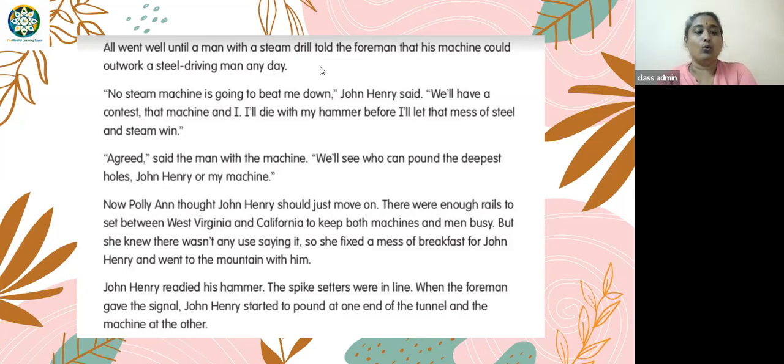Okay. Now, Polly Ann thought John Henry should just move on. There were enough rails to set between West Virginia and California to keep both the machines and men busy. But she knew there wasn't any use saying it. So she fixed a mess of breakfast for John Henry and went to the mountain with him. John Henry readied his hammer. The spike setters were in line. When the foreman gave the signal, John Henry started to pound at one end of the tunnel and the machine at the other.